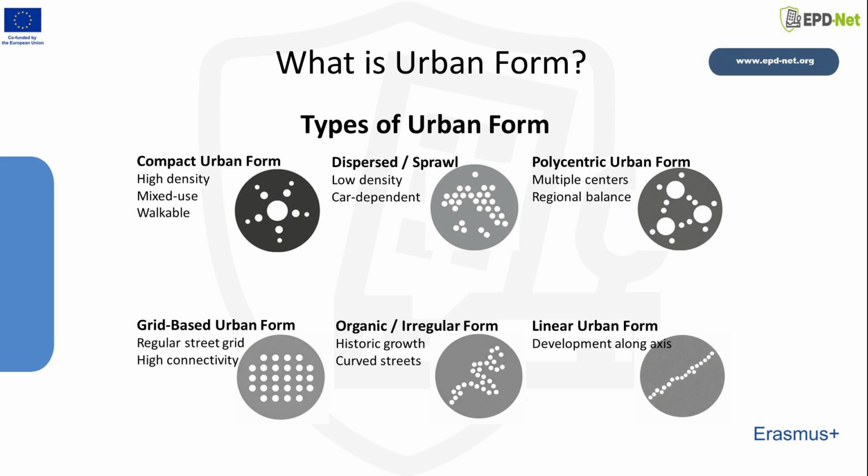The polycentric urban form includes several centers rather than one, promoting regional balance and reducing congestion in a single core. Then we have the grid-based urban form, which follows a regular street network with high connectivity, a form that supports clear orientation and efficient movement.